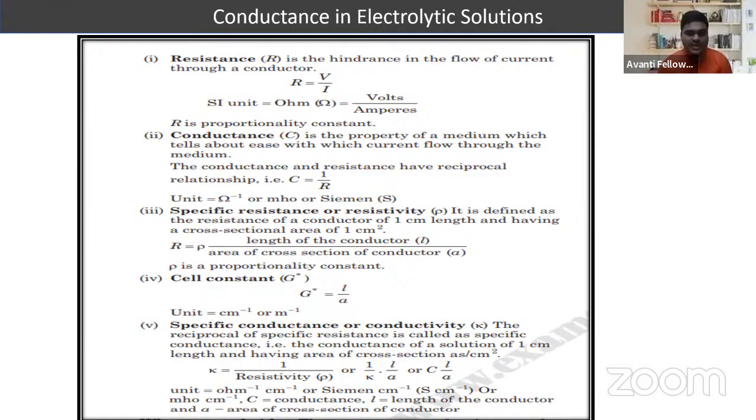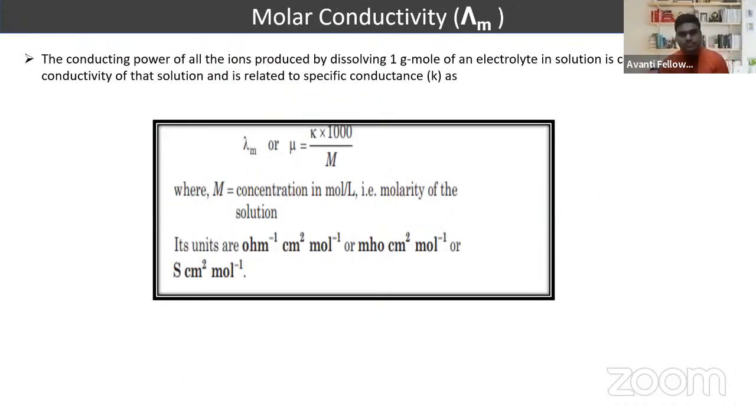Cell constant is also defined. L upon A is known as the cell constant. And this has a conductivity. So conductivity is the reciprocal of resistivity. So if you know the value of L, we just put the value, you'll get this.